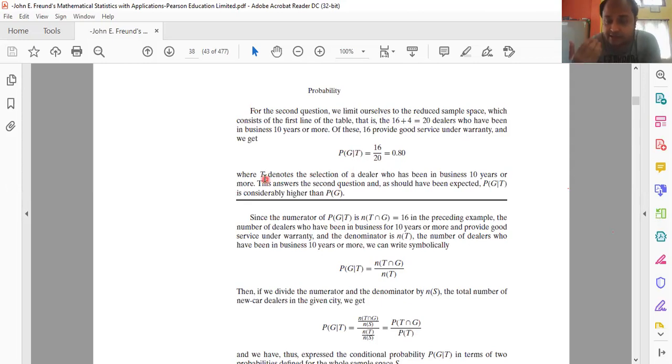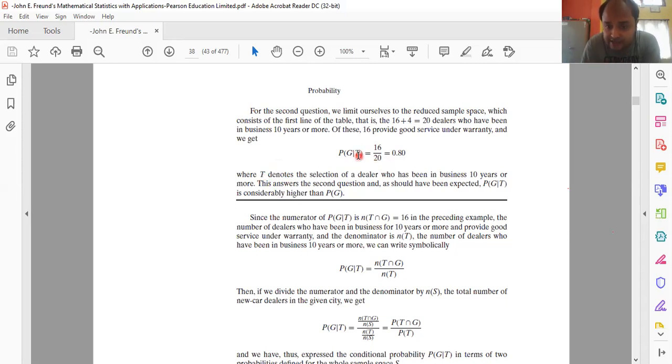Capital T is denoting selection of a dealer who has been in business 10 years or more. So selection of the event and naming of the event is very important in calculating the probability. So they have defined that capital T be the event where you are deciding the dealer from the section who are in business for 10 years or more. That event is being defined by capital T.